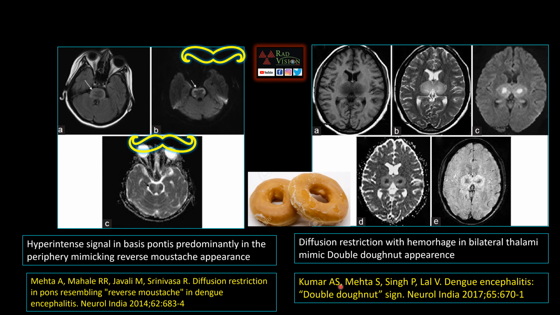You can see this journal, Kumar AS and Mehta S, in Neurology of India. Both these journals are from Neurology of India. You can refer to them. So remember, reverse mustache sign and double doughnut appearance sign both in dengue.